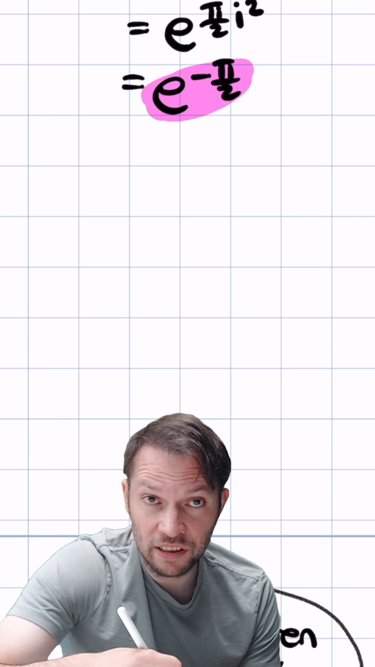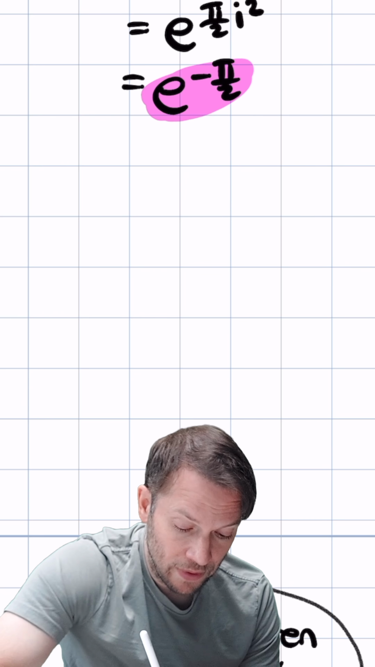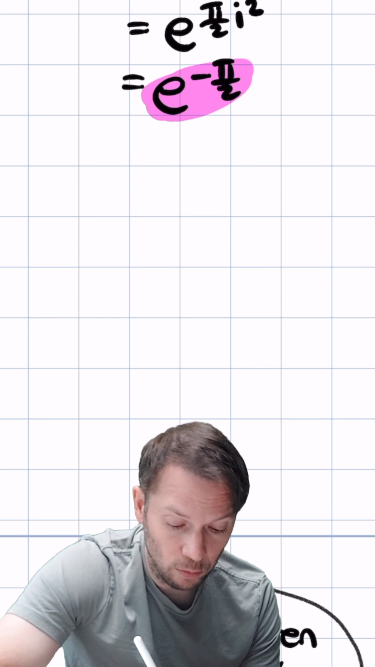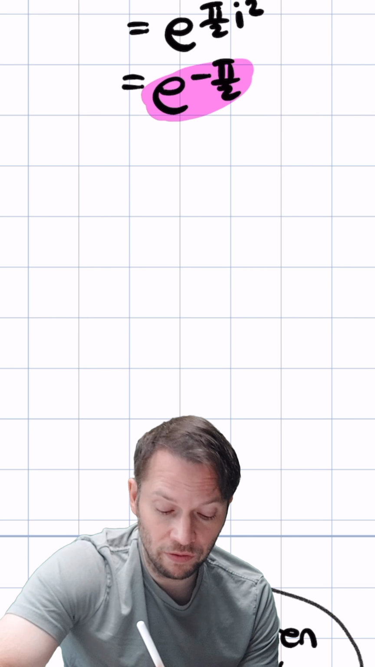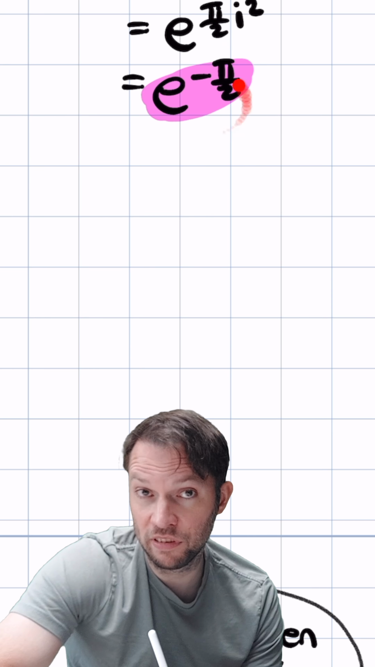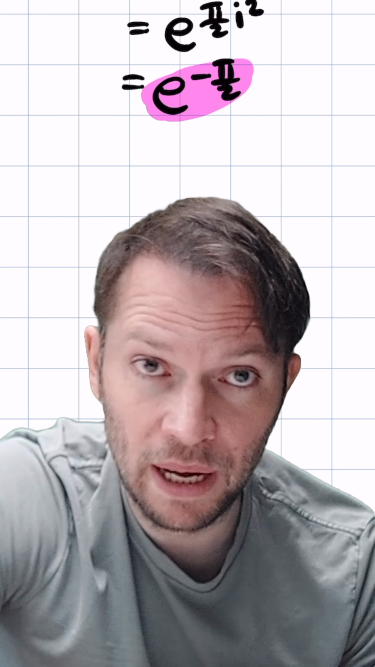Now there's no i in this expression, so this is actually a real number. e is just approximately 2.71, pi is approximately 3.14, so this is just going to be some bog standard decimal, and therefore i to the power of i is real.